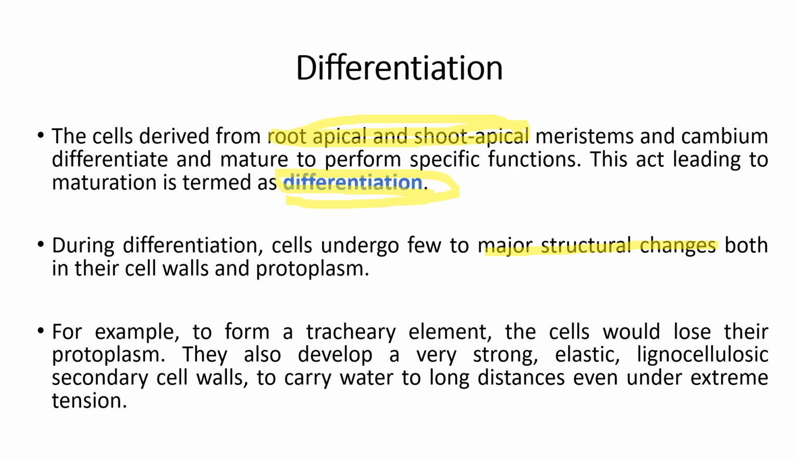If we take an example of differentiation, it is the formation of tracheary elements, where the cells lose their protoplasm. What they develop is a very strong, elastic lignocellulosic secondary cell wall, from which they carry water over long distances even under extreme tension. So this is the example and the definition of differentiation, and major structural changes take place in the case of differentiation.